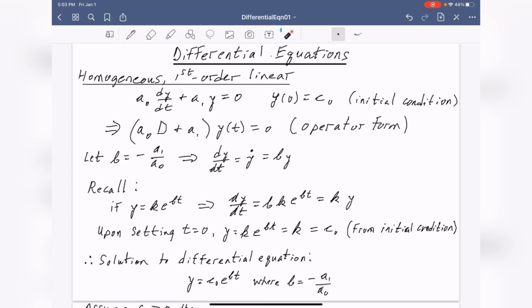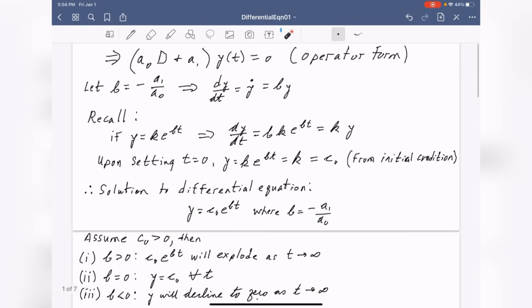And we write it in this form here, a0 times the derivative of y, where y is a function of t, plus a1 y equals 0, and we assume an initial condition that at time 0 we have c0. So we form the equation in operator form as (a0 D plus a1) times y of t equals 0. And we let b equal minus a1 over a0, so that the first derivative of y with respect to t, which we denote y with a dot over top, and we'll do the same for the second derivative, except we're going to put two dots on top, and we set y dot equal to b y.